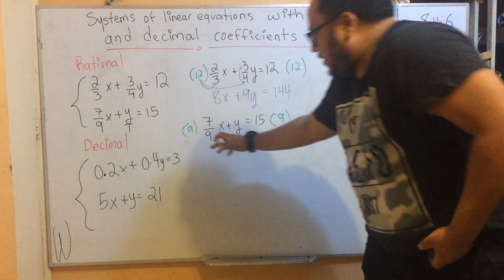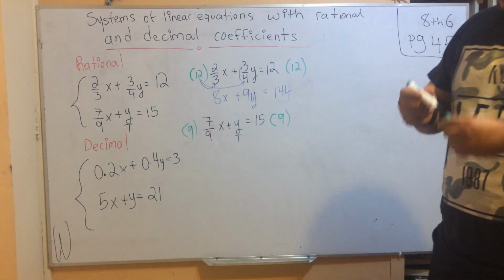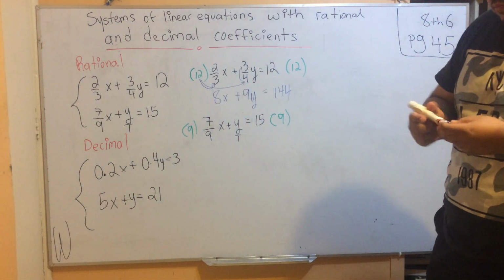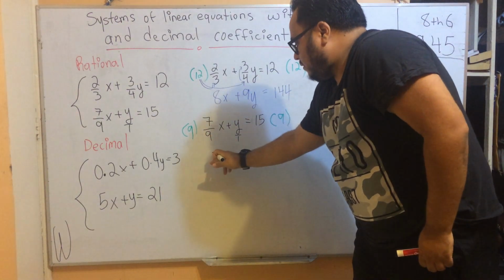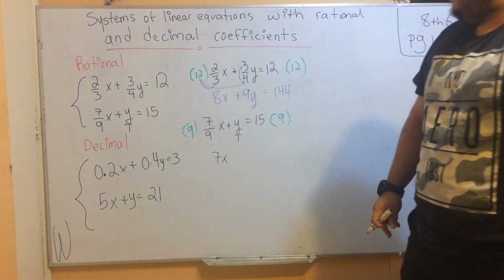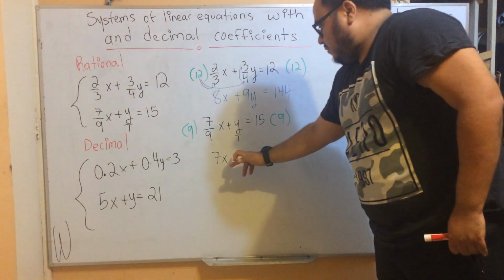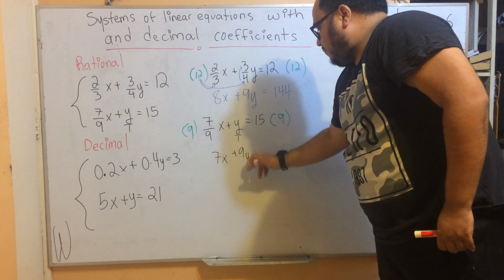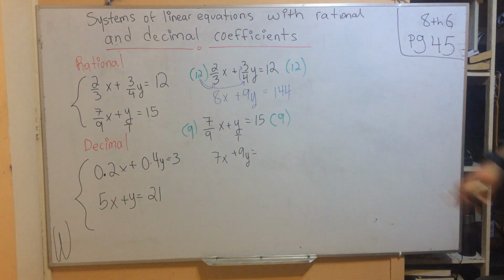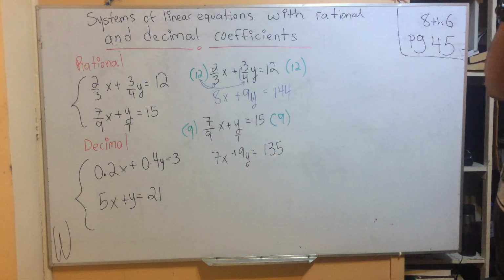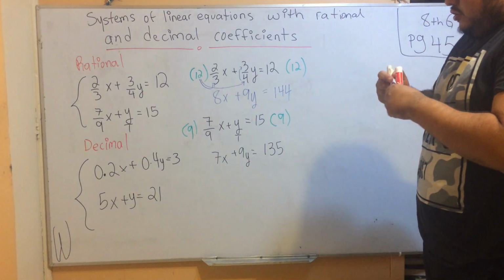So if we have 9, let me put it here because it looks like an A. 9 divided by 9 is equal to 1, and 1 times 7 continues to be 7x. 9 divided by 1 is 9, times 1, plus 9y. And for the 15 on the other side, we just need to multiply, so we have that this one is 135.